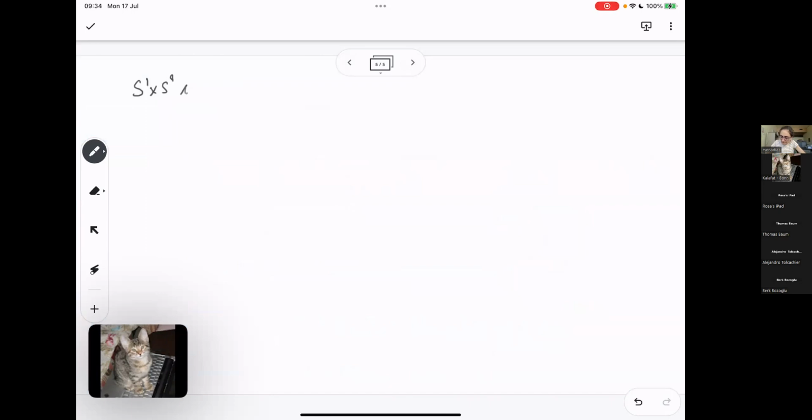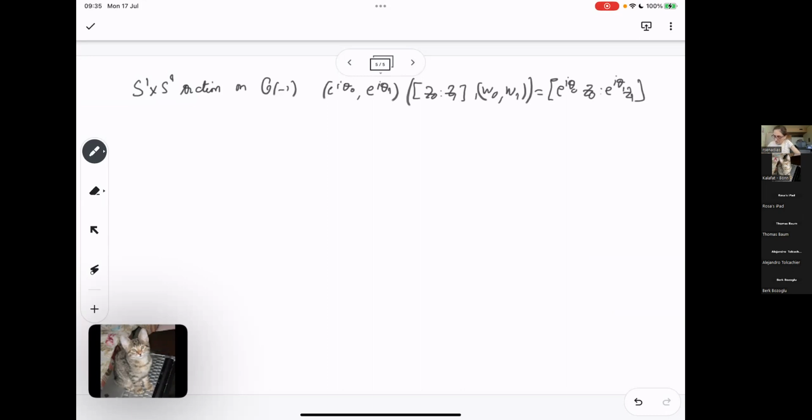There's an S1 cross S1 action in here, which is just given in this way, on CP1. It seems silly because you could move this factor onto here, because we are in homogeneous coordinates. But the reason why it's not an effective action is that we're also going to make it act here. So this is how T2 acts on O(-1).